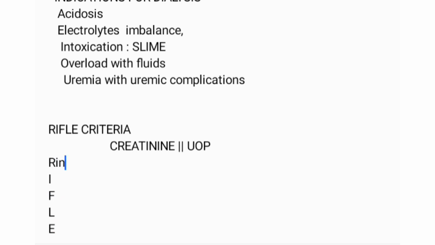The risk is that when someone has an increased creatinine, the creatinine is just increased by 1.5, but the urine output is less than 0.5 mL per kg per hour. Before you know the abnormal, you have to know what's the normal urine output per kg per hour. But this one should happen in 6 hours.